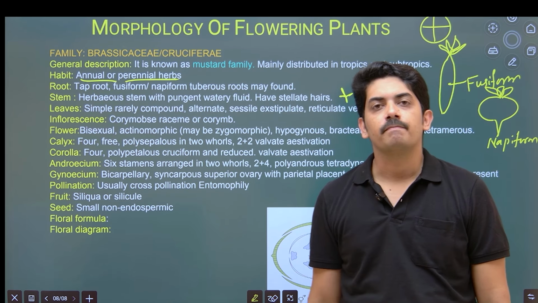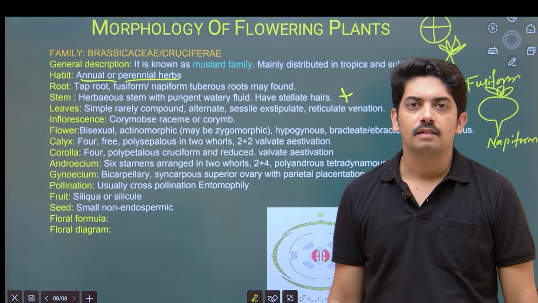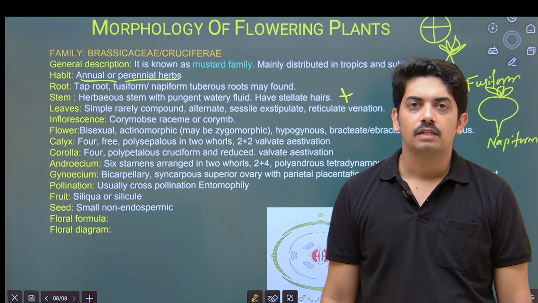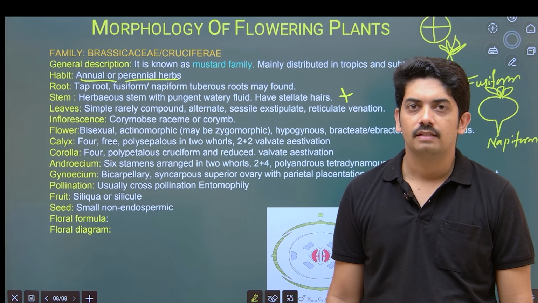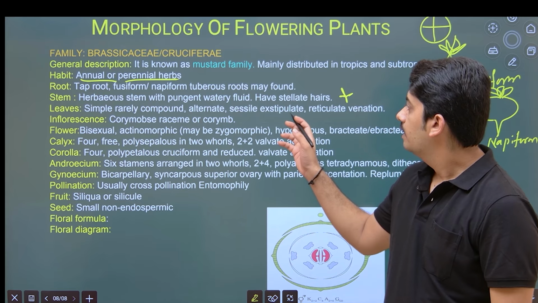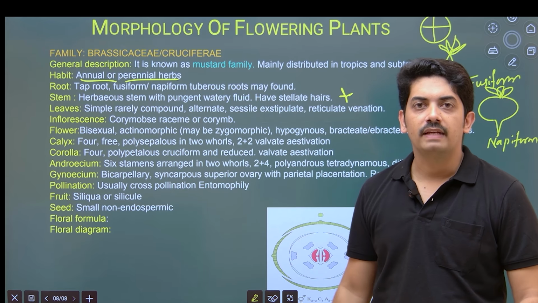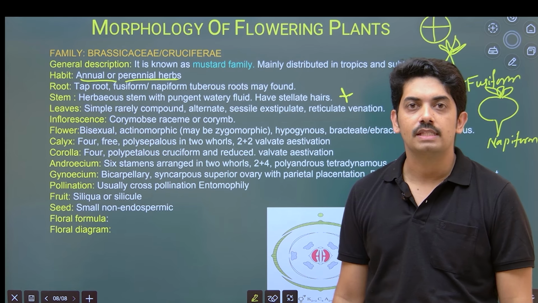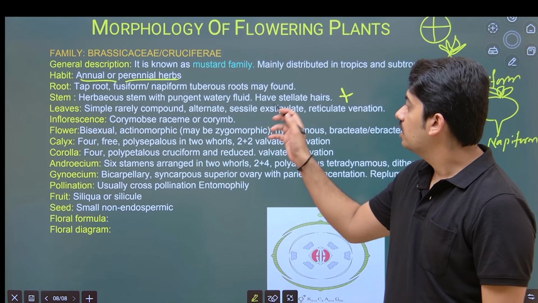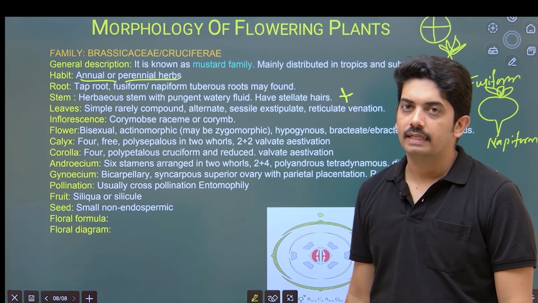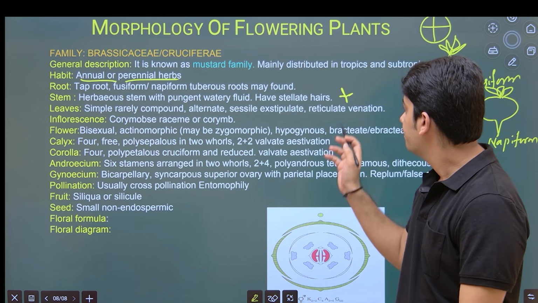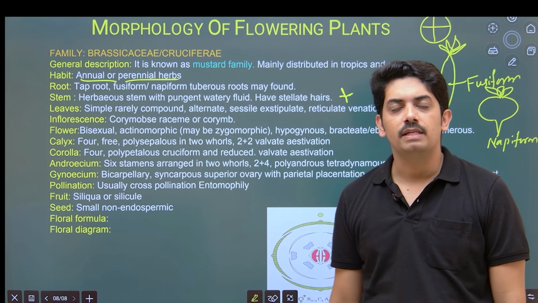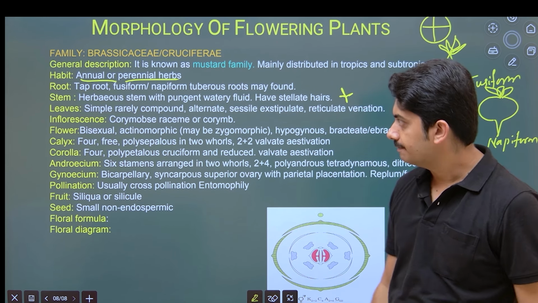Exstipulate means, stipule means stipulate. Okay, a small leaf-like structure present at the base of the leaf is called a stipule. That is not present here, so we call it the exstipulate condition. Reticulate venation means veins are network-like.